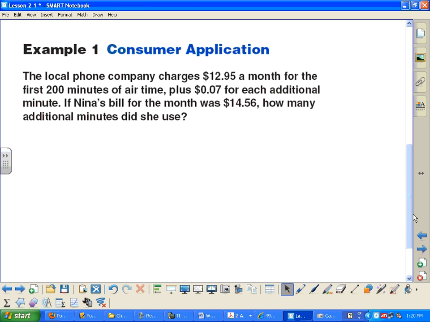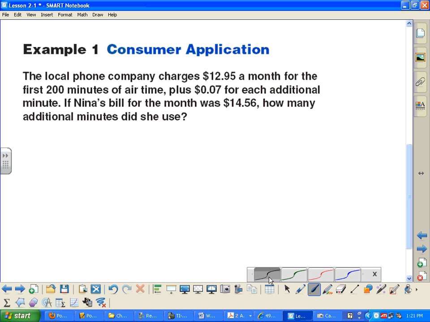So how do I go about solving this problem? Spencer? Do 14.56 minus 12.95, and then whatever that comes out to, divided by 0.07. Okay. All right, that's exactly right. Well, I want to see an equation, though. Can you give me an equation to solve it? David, can you? No. You agree with him? Okay. All right, that's what we're going to do to solve it.